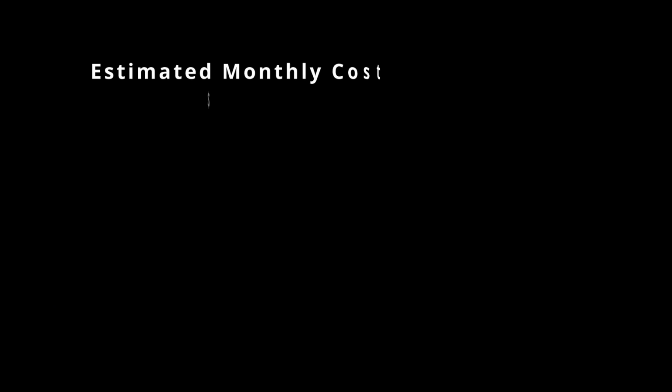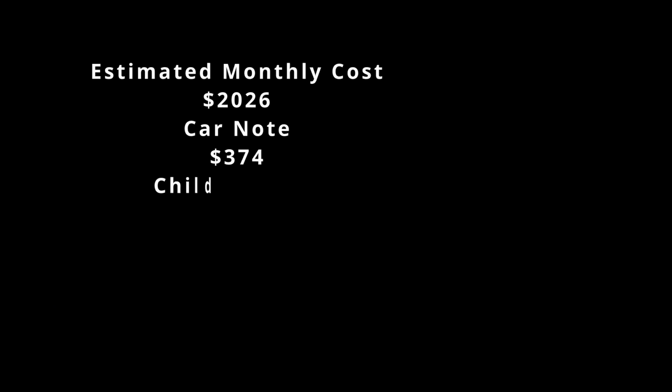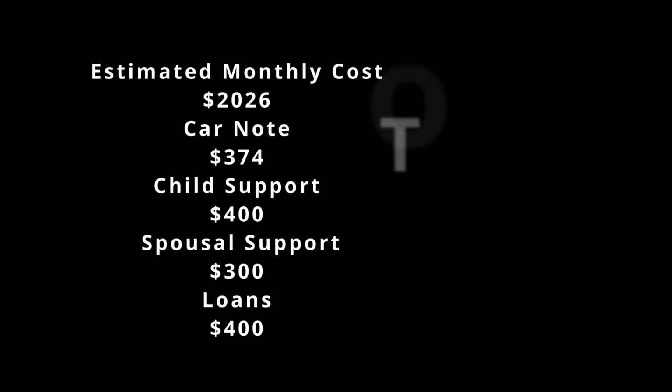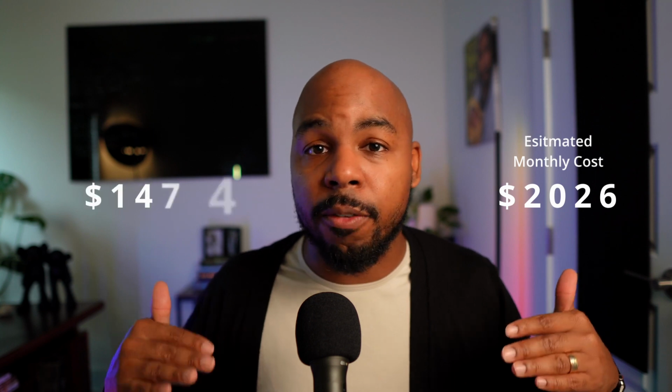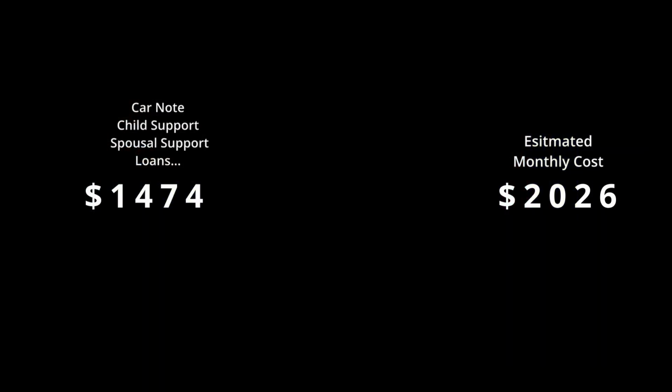So it's not really your house payment now or utilities. That's going to be car note, child support, spousal support, any loans that you already have out. We're going to take all of those and add those up into one number. So we have our estimated monthly cost for the house, and then we're going to add that to all of the debts that we have getting paid every month.